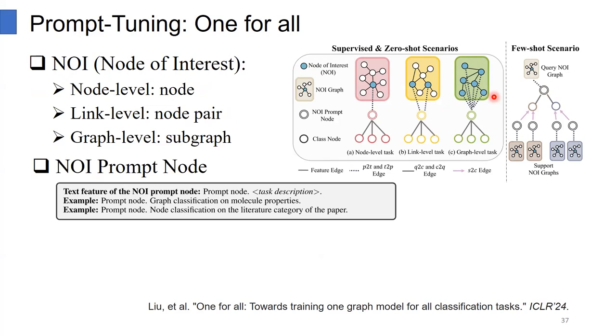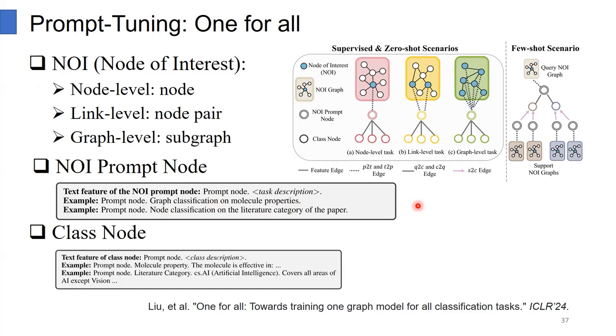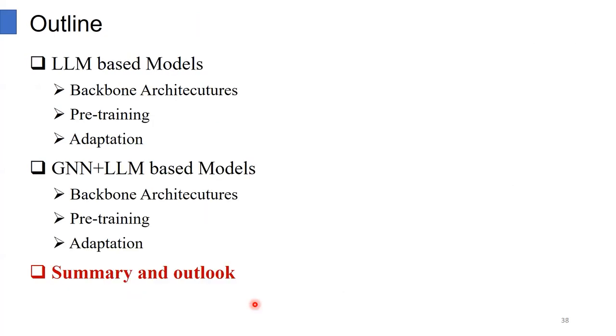And they also introduce a prompt node, right? So this prompt node is like a virtual node. It's not in the graph, but they artificially created this node. And they describe the feature and examples of this prompt node, right? So for example, you can include the task description into the prompt node, like let's do graph classification, right? On molecule property, or let's do node classification on the category of a scientific paper, right? And they also have class node, right? Because if you are doing classification, you need a description of the categories, right? So each class would have some description, right? So based on this NOI prompt node and class node, we can do prompt tuning.